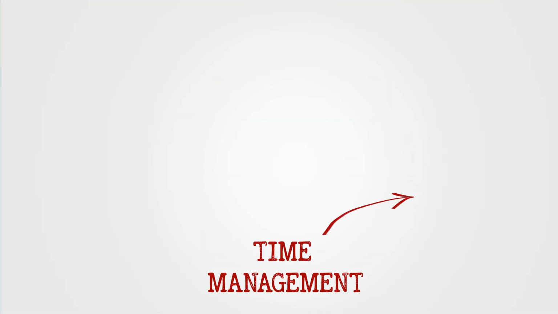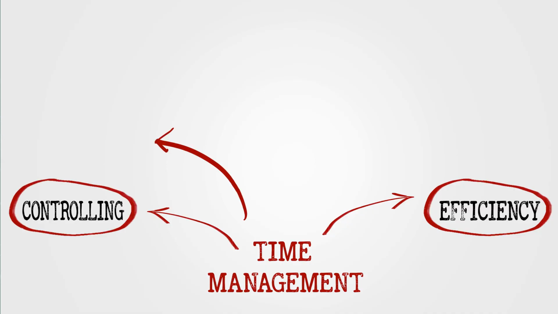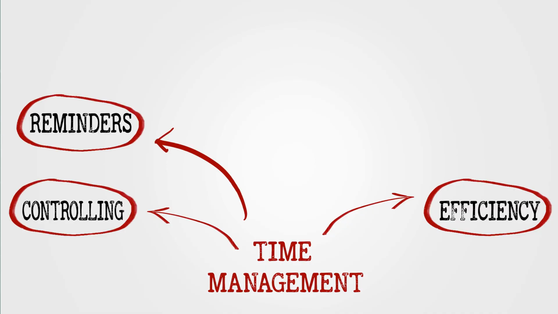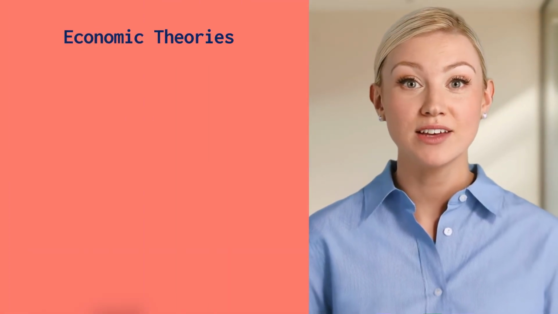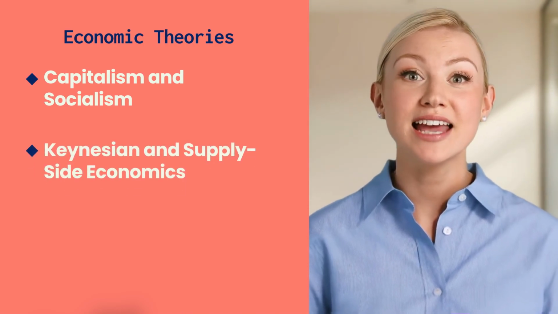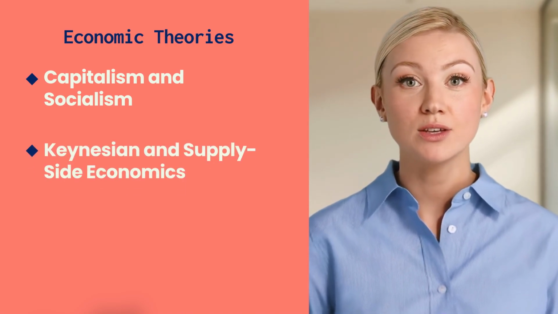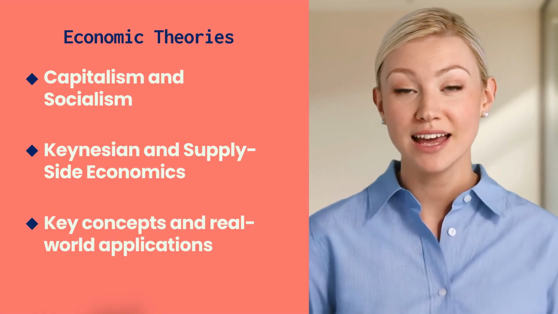Concept maps with critical connections. Create detailed concept maps that show relationships between complex ideas, incorporating analysis and synthesis. Here is an example. For the topic, economic theories include branches for capitalism, socialism, Keynesian economics, and supply-side economics, with sub-branches for key concepts, influential economists, and real-world applications.